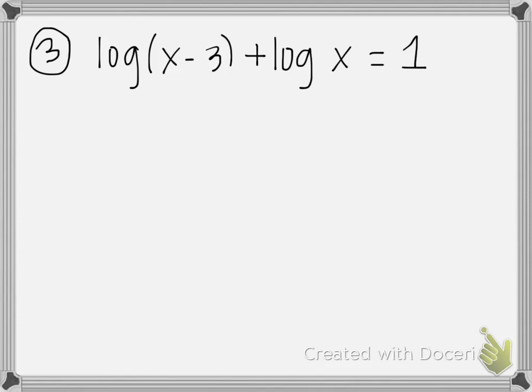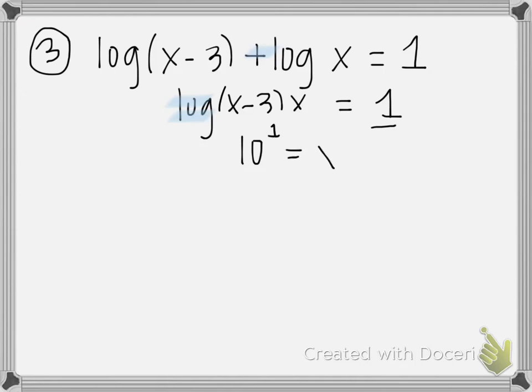Okay, first things first, I need to condense, right? There's a plus sign there, so that means multiplication. So I need to combine and say log of x minus 3 times x is equal to 1. Now that I have this log here, I can rewrite as an exponential. Remember, there's no base, so the base is an understood 10. So this is going to be 10 raised to the first power is equal to x times x minus 3. So 10 is equal to x squared minus 3x.